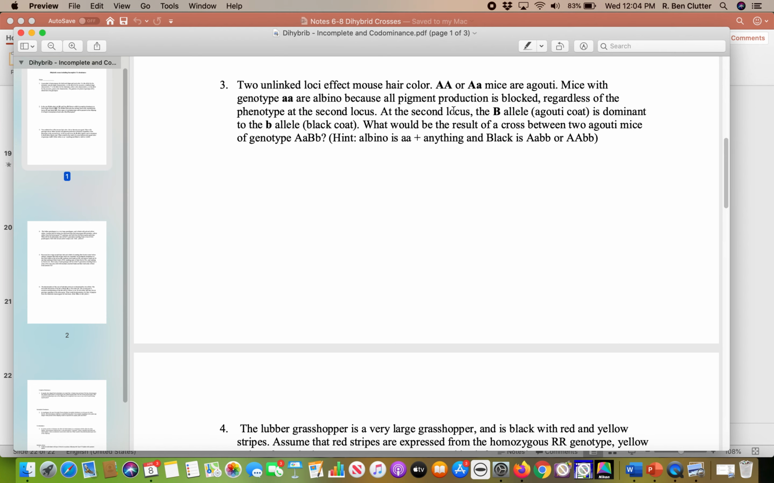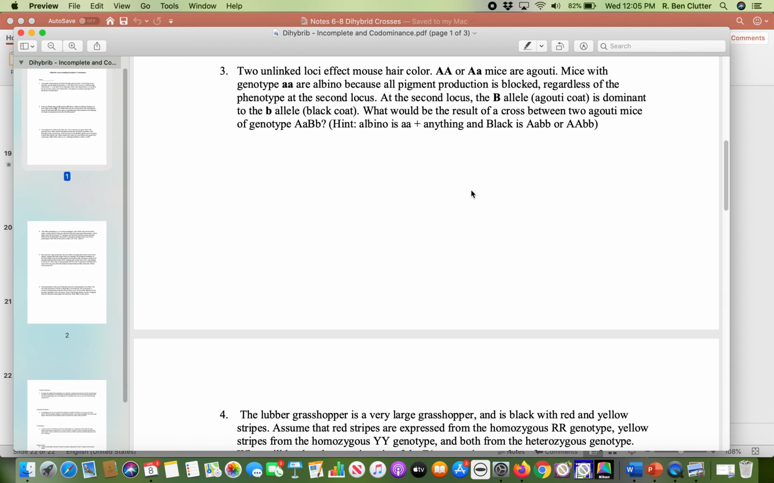All right, so number 3 is one I was talking about with the epistatic gene. It's actually the epistatic gene, let's see, AA or capital A, lowercase a mice are agouti. All right, mice with lowercase a are albino because it blocks all pigment production. So yeah, it's the first one. All right, so either of these are brown, and if you have lowercase a, it's going to be albino. The second gene is going to be agouti or black. So lowercase b would be a black mouse. So just kind of a hint there. But the epistatic gene actually goes first in this one.